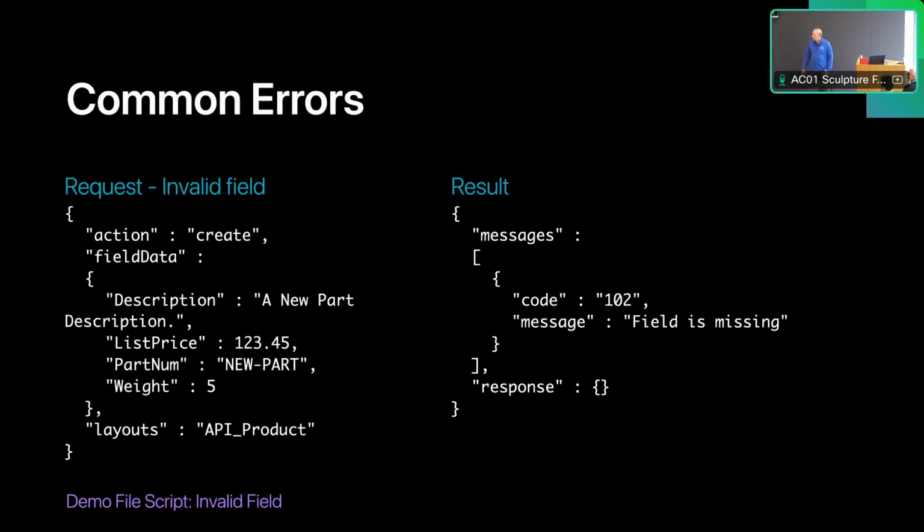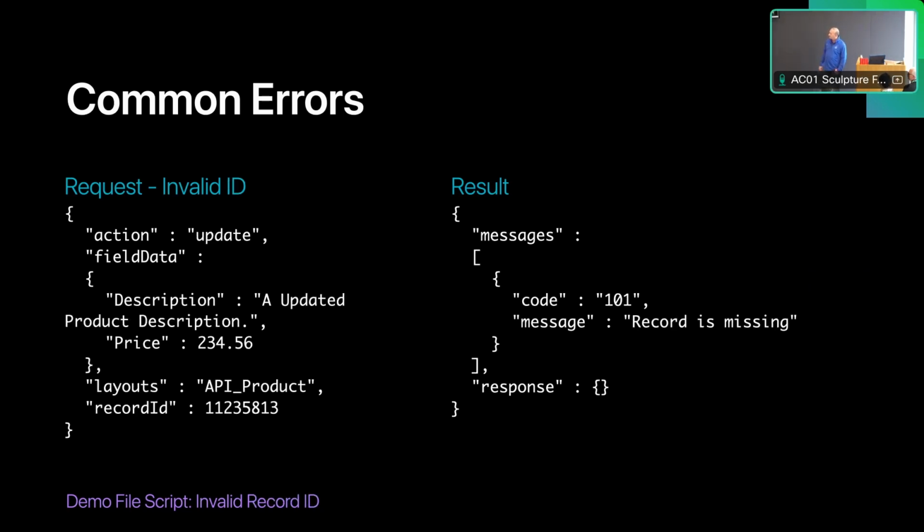You can also have an invalid field. And this is one where I'm trying to specify a field when I'm doing a create to insert the list price, which is actually cost, I believe. So that doesn't exist. I get the same 102 error code that the field is missing. Unfortunately, it doesn't tell me what field is missing, but it at least tells me the details as to why it failed. There's an invalid record ID. This is here for an update, and we get the 101 error that the record is missing.